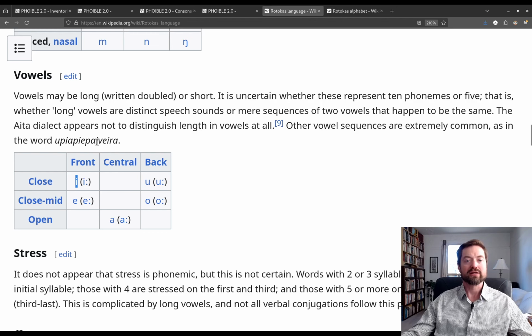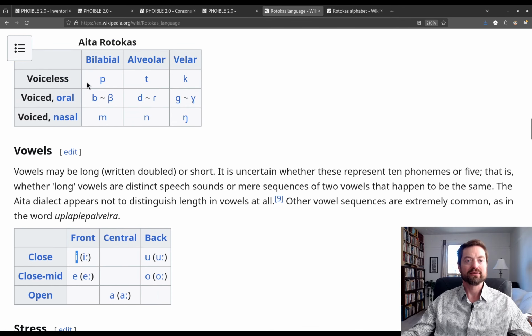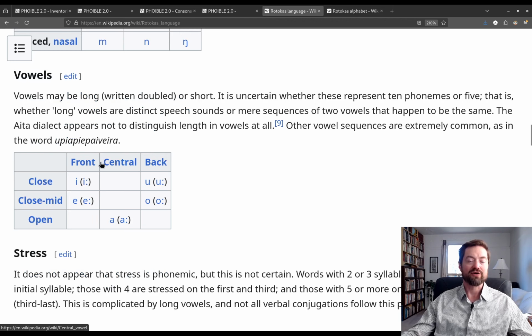And here you can see that Aita, which is the dialect that includes M, N and Ng, they don't have any distinction in the vowel length. You can see examples that it's very common for vowels to end up together. So here's a word, upia pie paivera. And so, when you only have so few sounds, I imagine that you have to make some relatively long words.